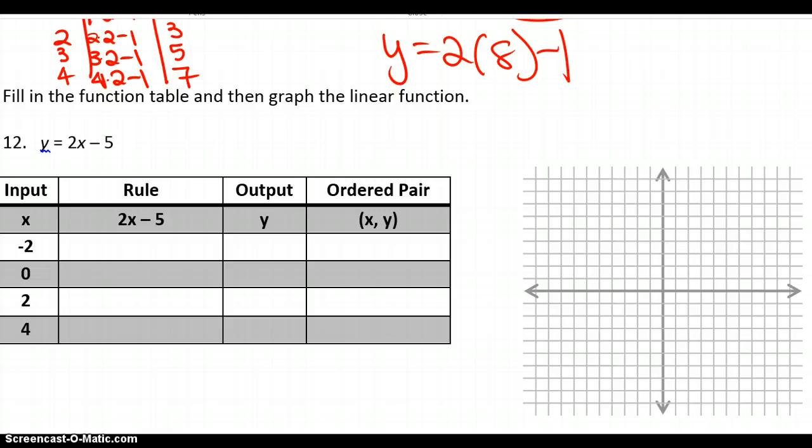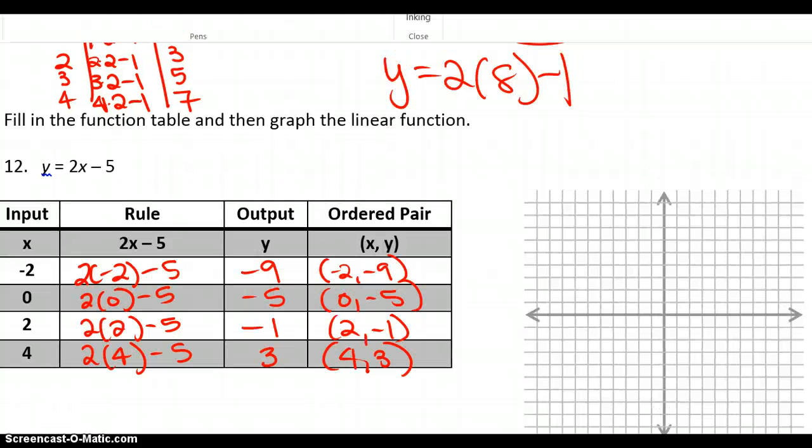Alright, to save time, I'm going to pause this, fill out the table, and when I press play, it will all be filled out. So give me just a second. Alright, so your y values should be -9, -5, -1, and 3. If you're getting funky things on y, check your integers.